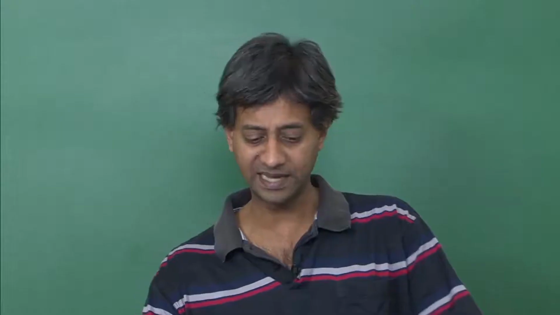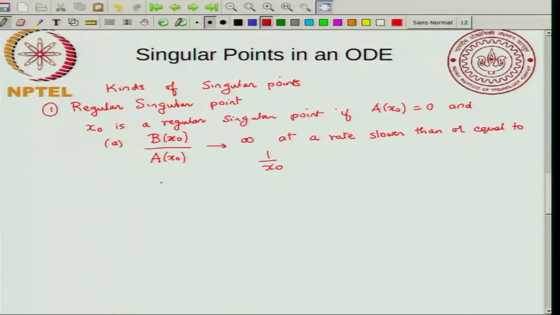So for example, if b of x0 divided by a of x0 goes as 1 over x0 to the power 1, or 0.5, then x0 is a regular singular point. This is one condition. Okay.